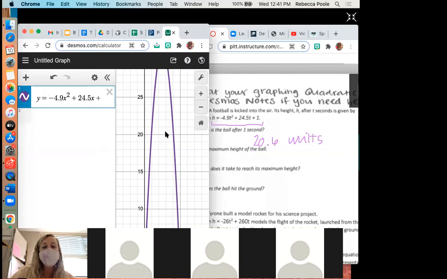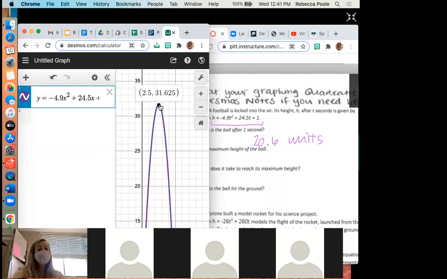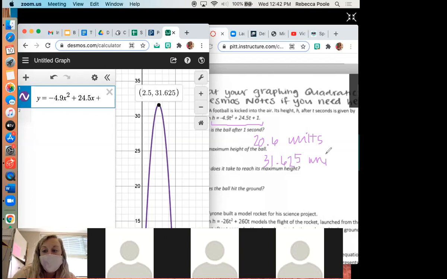Find the maximum height of the ball. So for the maximum, I'm going to scroll up and click the top. Which of those numbers is the maximum height? 31.625. It is not the X, it's the Y value. Remember that X is the time. When we're talking about real world problems, X is like 99% of the time the time, okay? So the max height is 31.625 units. Man, writing actual words with this pen is hard. 31.625.